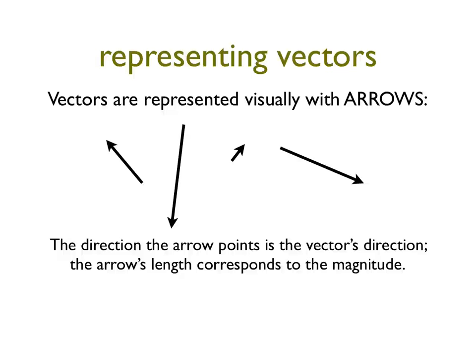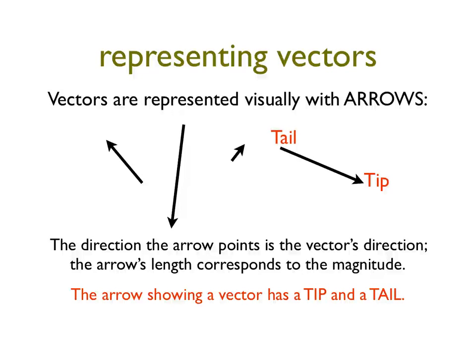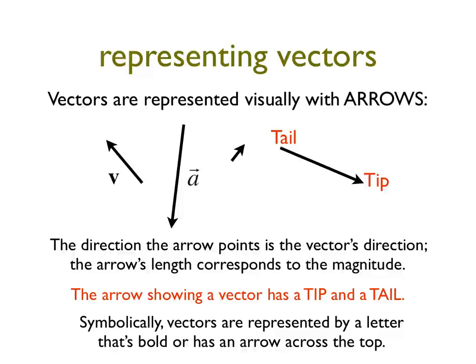Okay, and then they all have a tip and a tail. Now, the vector doesn't have a tip and a tail. The representation of the arrow has the tail and the tip. This is only a way to represent vectors, and the arrow has a tail and a tip, which is helpful when we start doing some computation. Symbolically, in textbooks, a bold letter will represent a vector. But when you're writing, you can't write in bold, so you use a letter with an arrow over it, and that signifies a vector quantity.